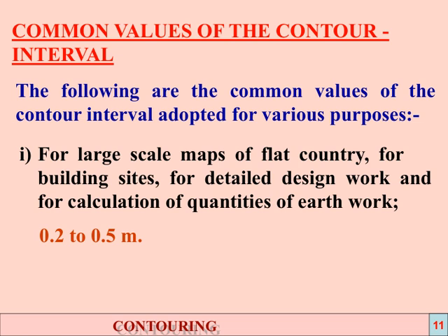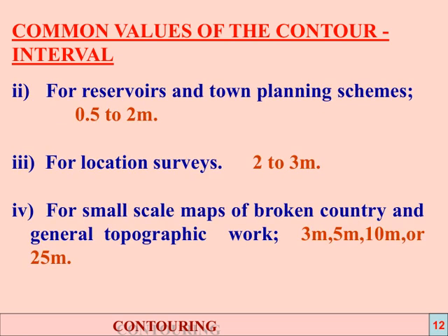When it comes to the common values of the contour interval, there are different standards depending on the purpose of the map or survey. For reservoirs and town planning schemes, the contour interval typically ranges from about 0.5 meter up to 2 meters. This finer scale helps in detailed planning and ensures accuracy for construction and infrastructure.